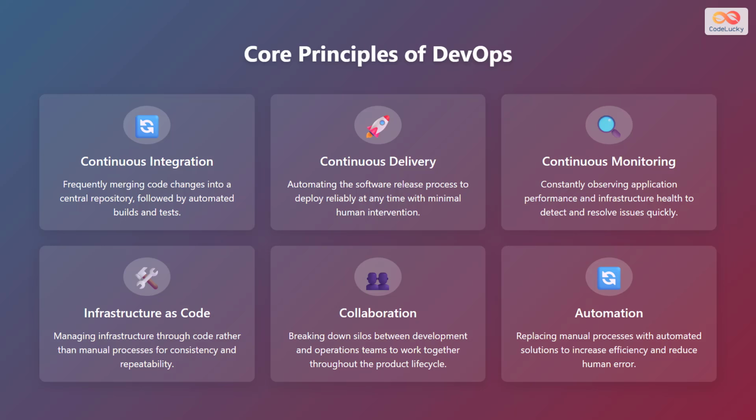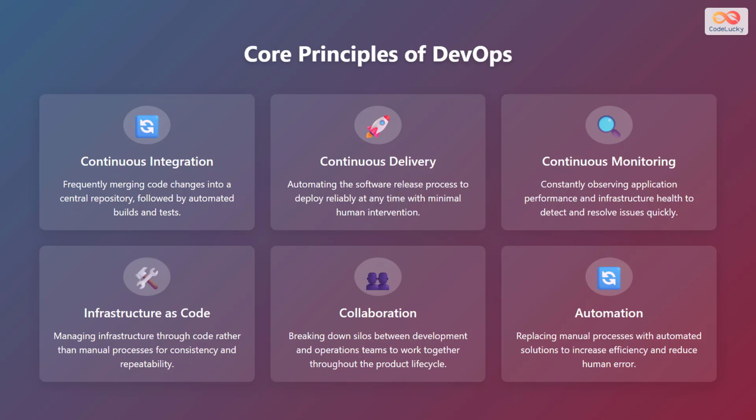The core principles of DevOps include continuous integration, which involves frequently merging code changes into a central repository, followed by automated builds and tests. Continuous delivery focuses on automating the software release process to deploy reliably at any time with minimal human intervention. Continuous monitoring is about constantly observing application performance and infrastructure health to detect and resolve issues quickly.